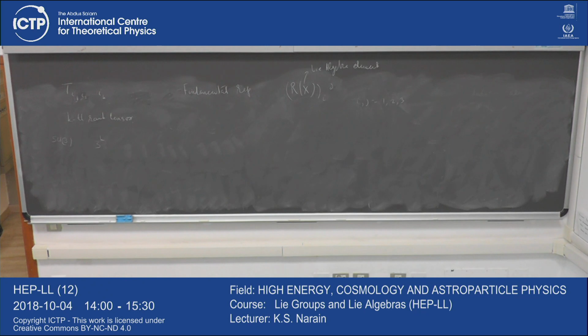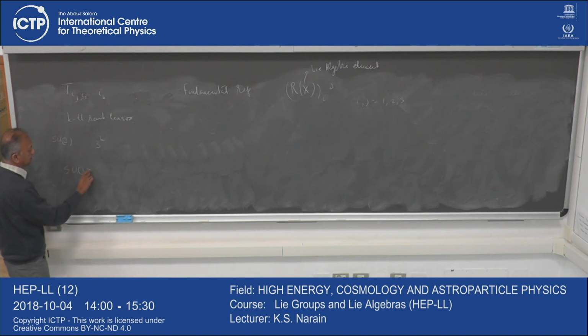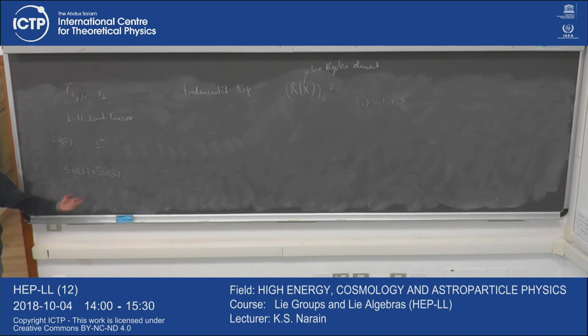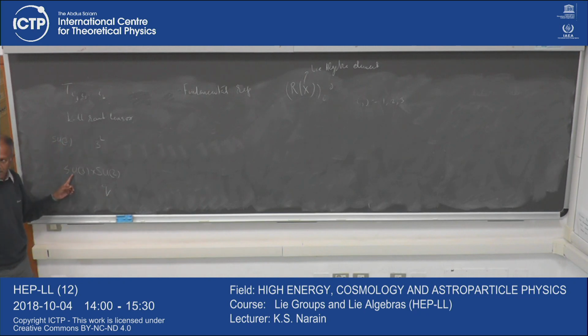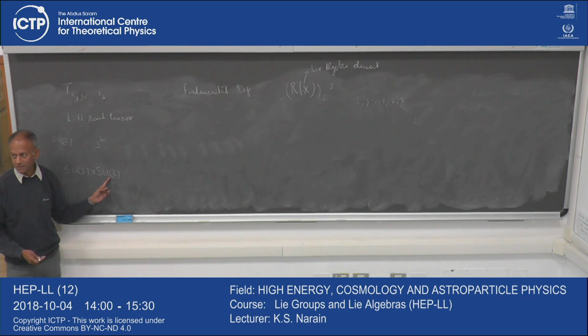Otherwise, it will be totally different. If you have SU3 times SU2, let's say, let's suppose I have a group which is SU3 times SU2, which is what we'll see in particle physics. For example, the quarks carry an SU3 quantum number because they have this color SU3 gauge group. So they carry SU3 quantum number as well as SU2 quantum number.